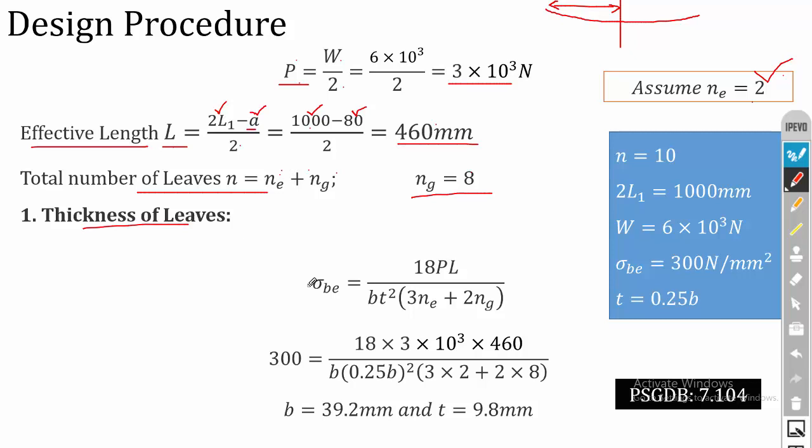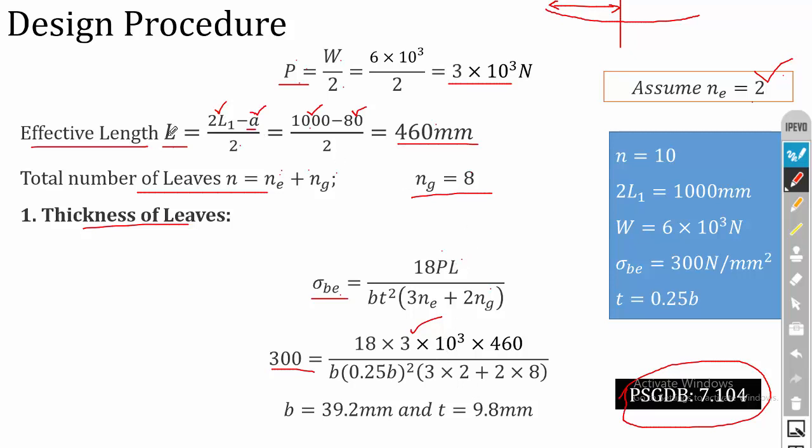The first point is thickness of leaves. The equation is sigma BE is equal to 18 PL divided by b T square (3 nE plus 2 nG). This equation is there in the data book, page number 7.104. Here sigma BE is the stress, that is 300 Newton per mm square. It is given in the problem. Then P is the load acting on each side of the spring. P we have calculated earlier, it is 3 into 10 power 3.